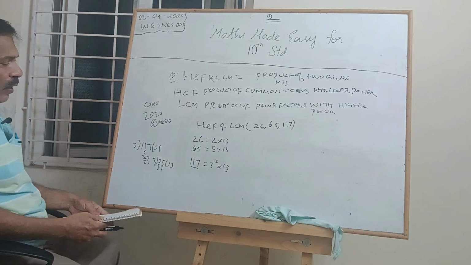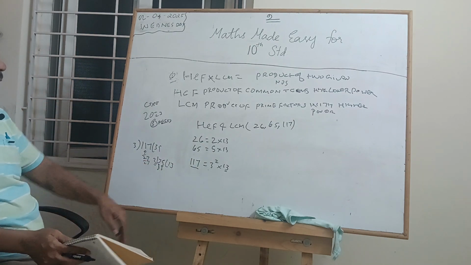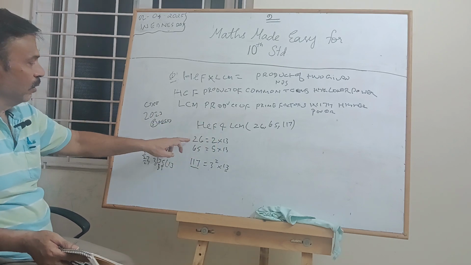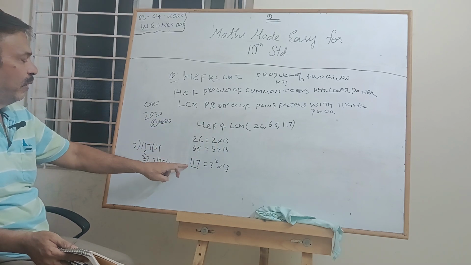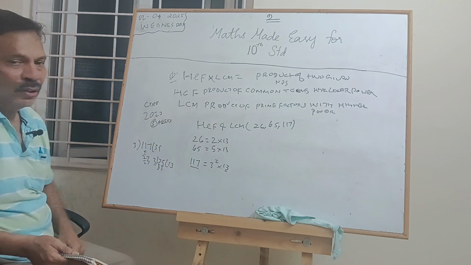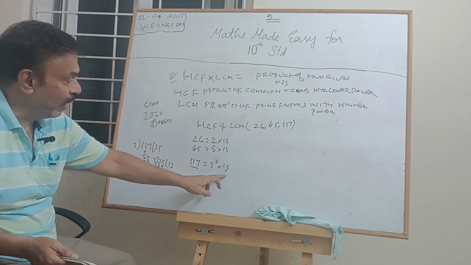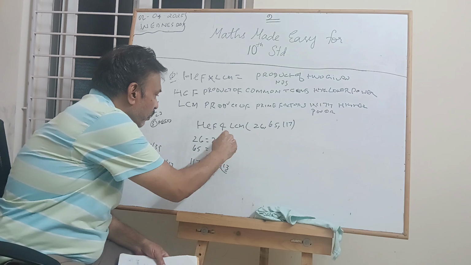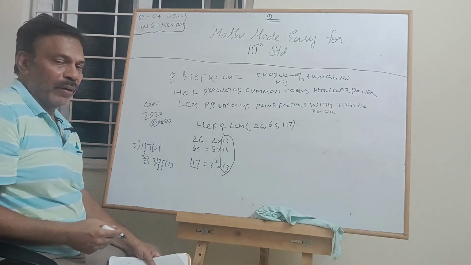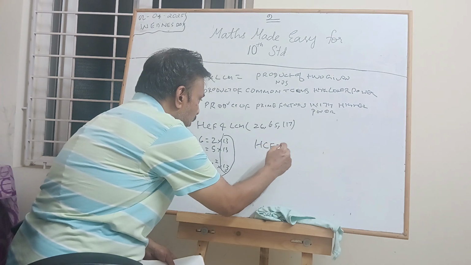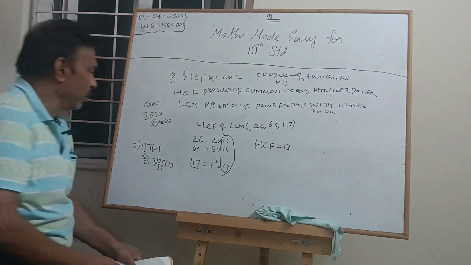Okay, fine. Here, in all the 3, that is 26, 65 and 117, in all the cases this 13 comes. So this is the common factor, so this is the HCF. So HCF is equal to 13. Got the point?